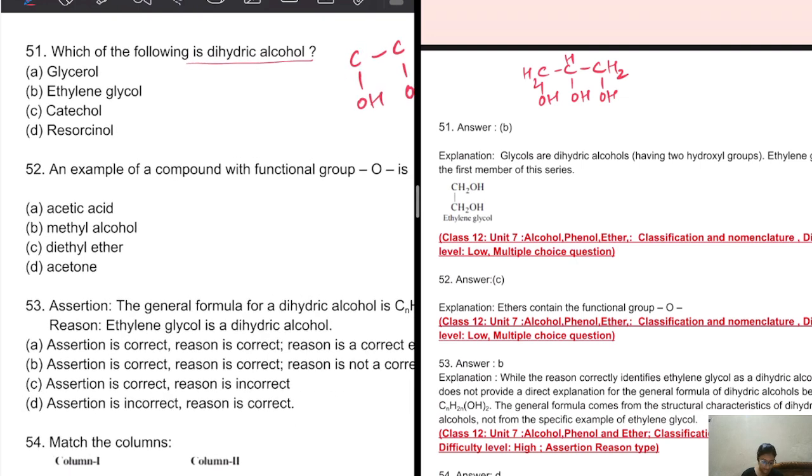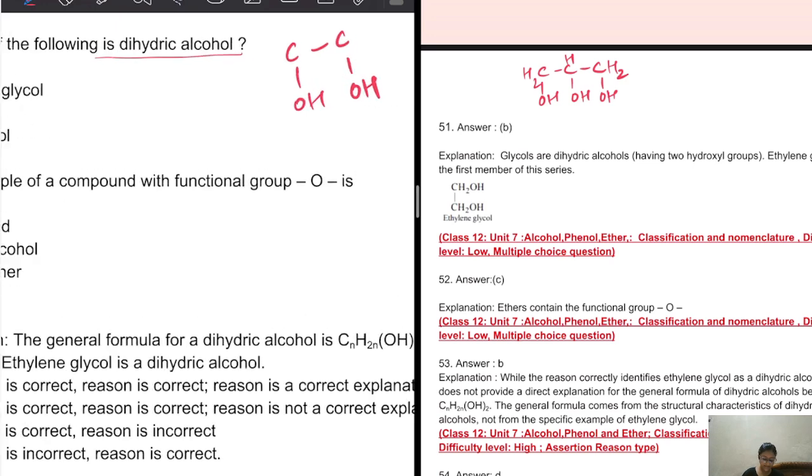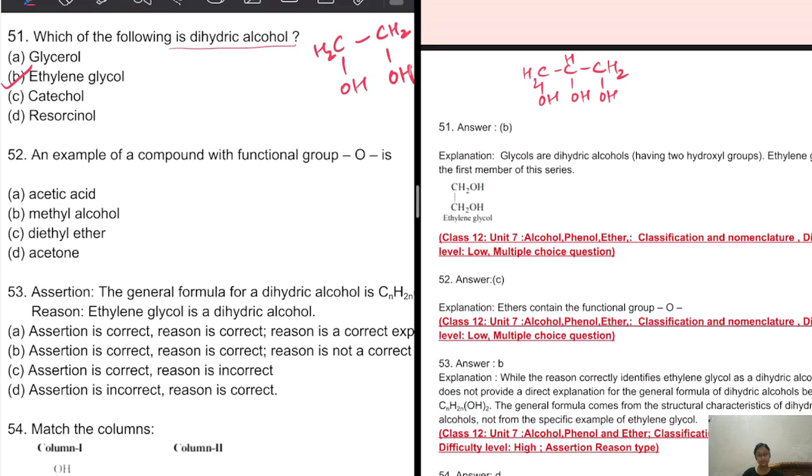Next is ethylene glycol. Yes, this is the answer. Why? Because it has this moiety. This is CH2OH, CH2OH. Okay, catechol and resorcinol. These will be benzenoid structures, okay, with two OH groups.